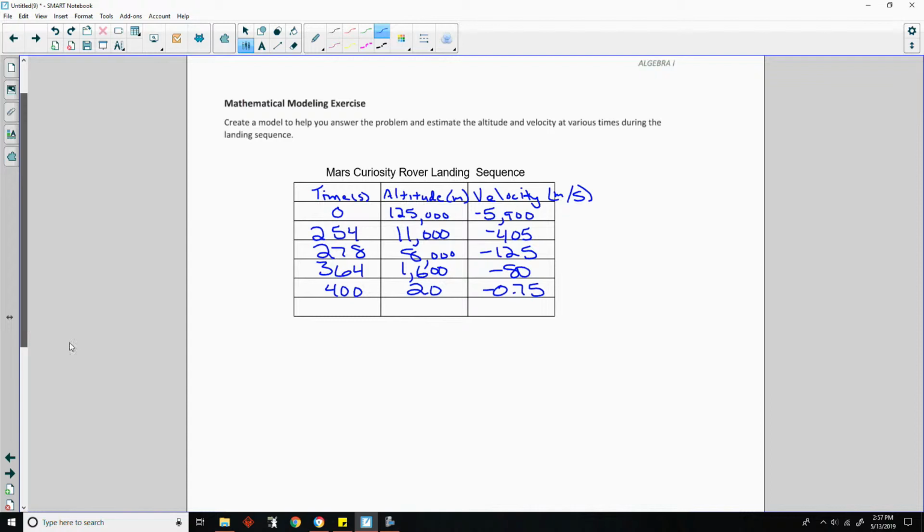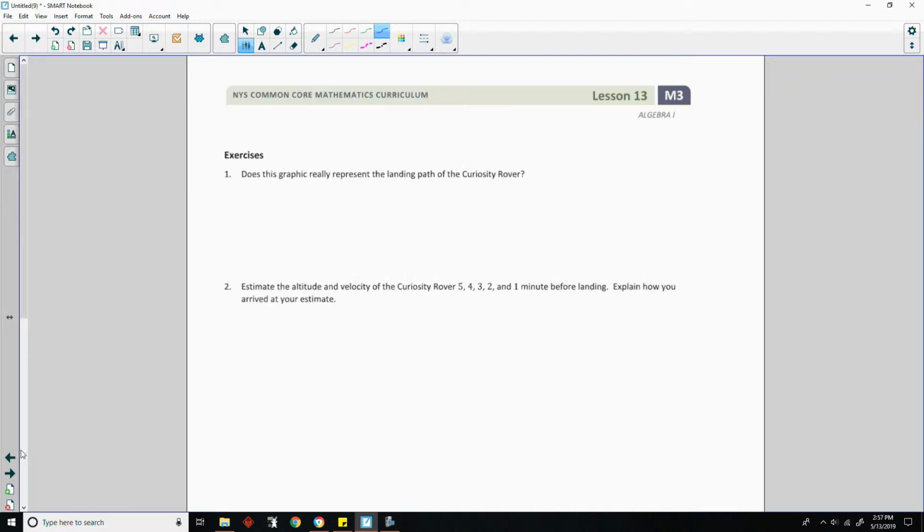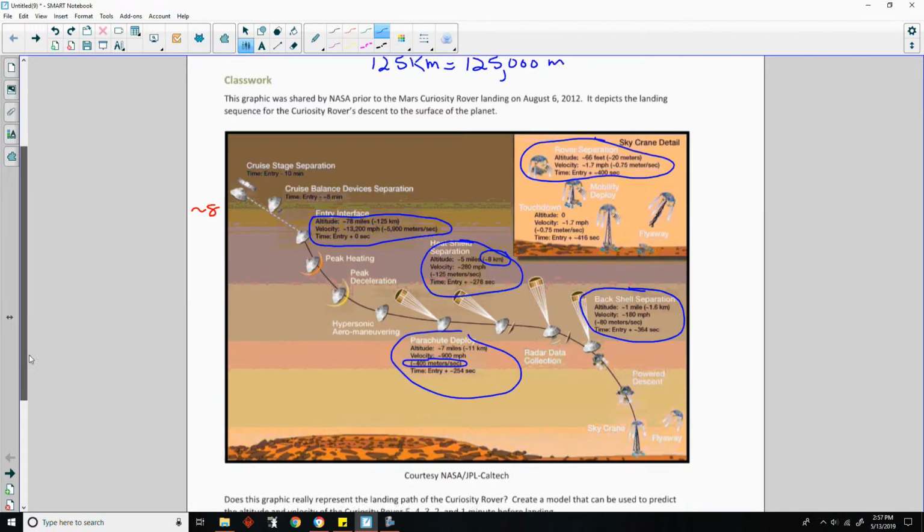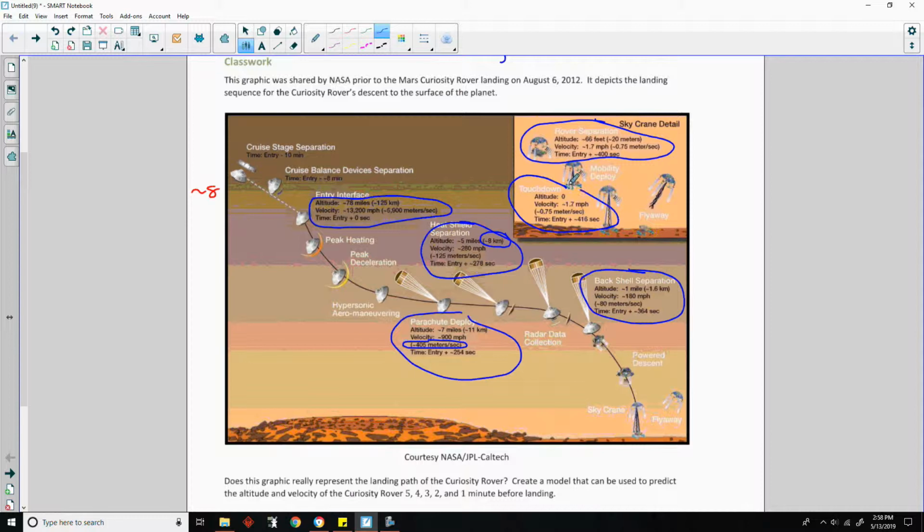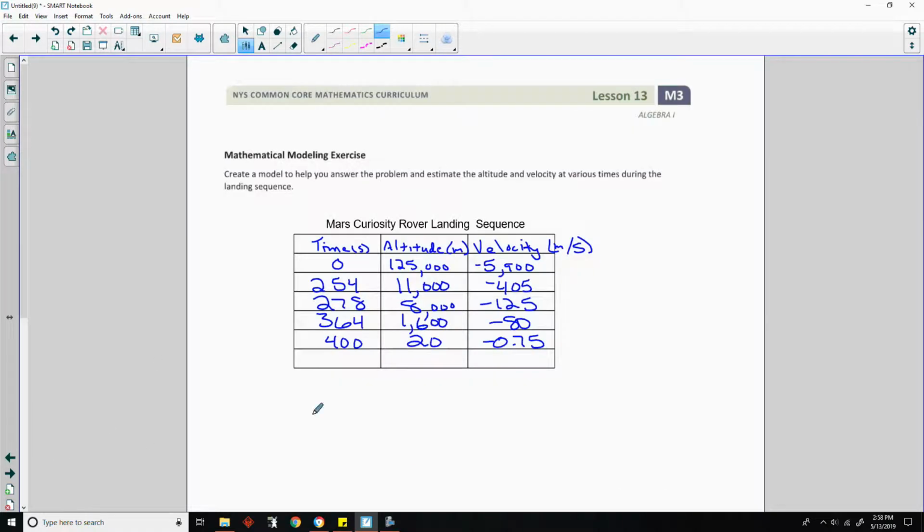Okay. And then finally, the last one, wrong way. The last one is touchdown. So time entry is 416 seconds, 0.75 again, and altitude is 0. So 416 seconds, altitude 0, and the velocity is still 0.75.